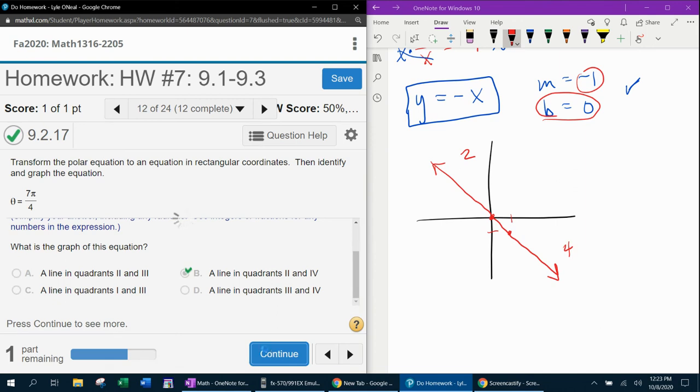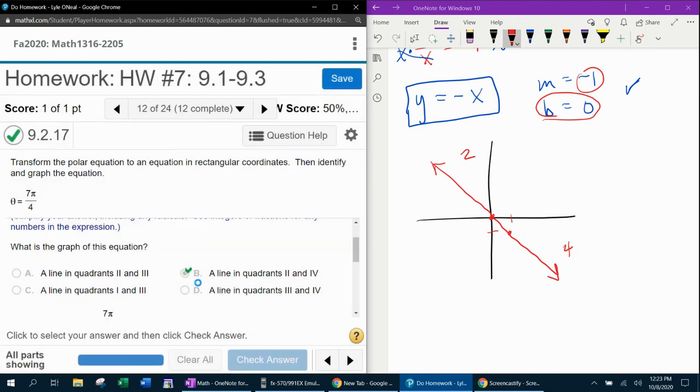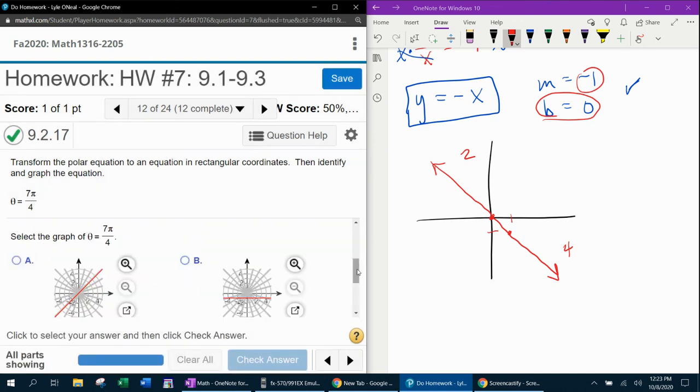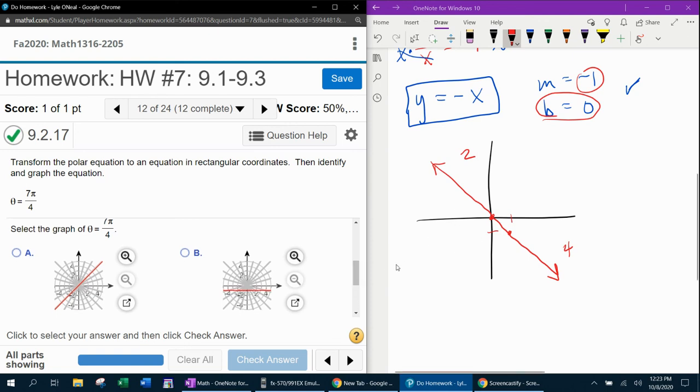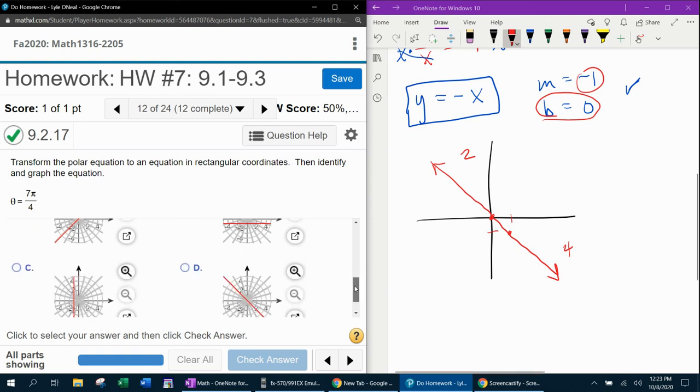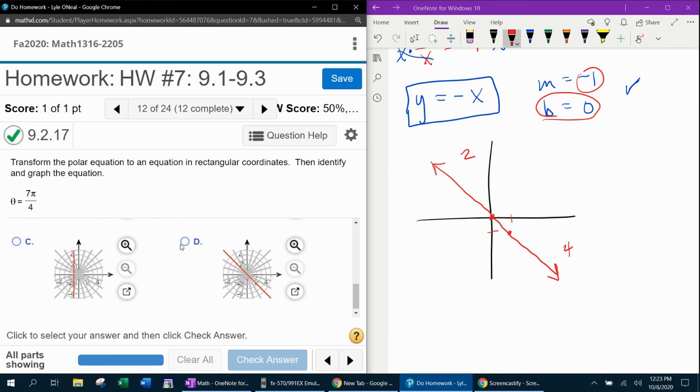And continue. And then it's going to ask me to pick the correct graph. Well, since I've already graphed this, it's going to be pretty easy to pick that. That's going to be answer D.